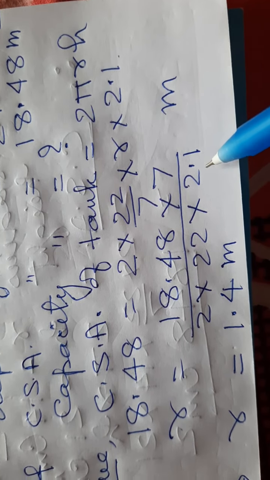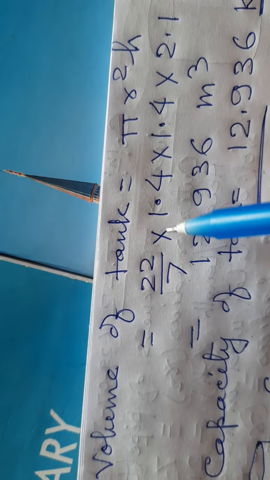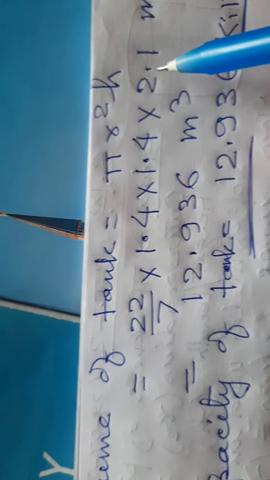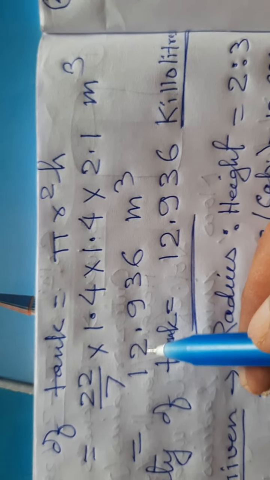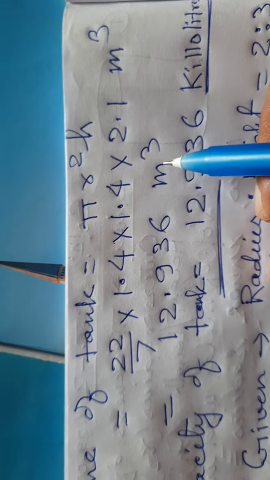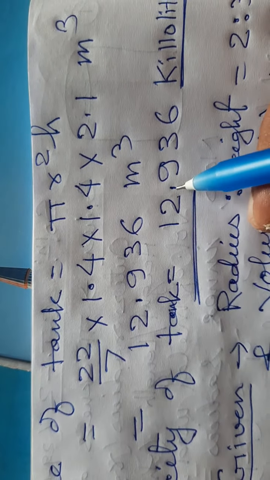Therefore, the volume of the tank is pi R square H, which is 22 by 7 into R squared, 1.4 into 1.4, into H 2.1 meter cube. That is equal to 12.936 meter cube, the volume of the tank. Hence, the capacity of the tank is equal to 12.936 kiloliter, otherwise 12936 liters.